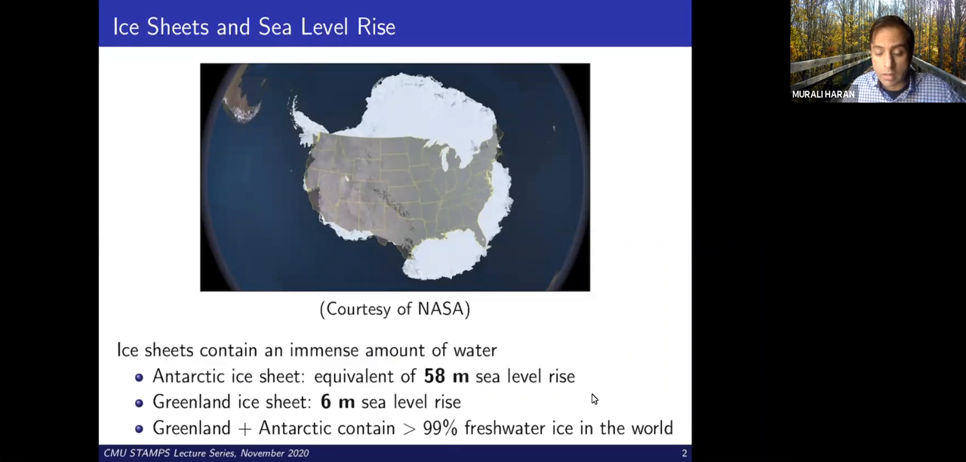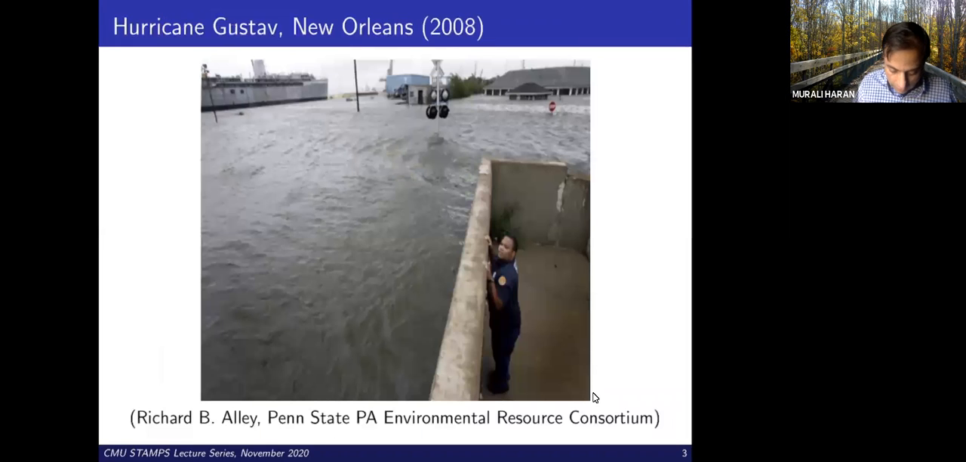And the Greenland and Antarctic ice sheets together contain over 99% of the freshwater ice in the world. Okay, so this is just to give you a sense of just how incredibly big these things are.